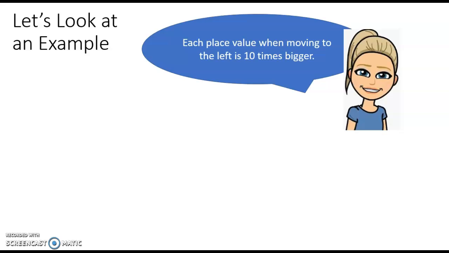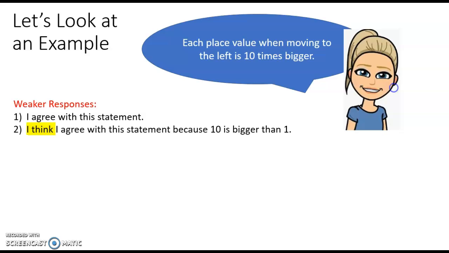I'm going to give you some examples of some weak responses, some strong justifications, and then some even stronger ones. So here's an example of a weak response. Simply saying, I agree with this statement. It's weak because there is no justification. The statement does not explain why you agree with this generalization. Another weak response is, I think I agree with the statement because 10 is bigger than 1.